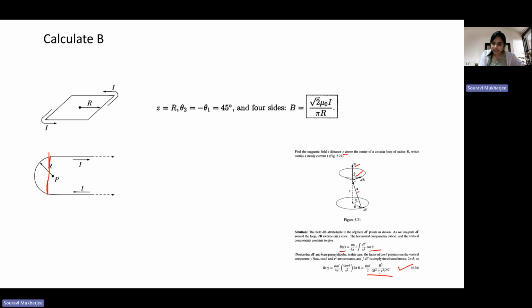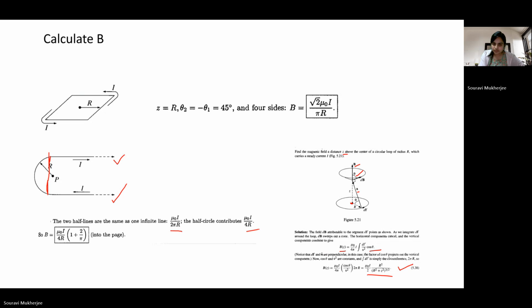So now for the question at hand, if z is 0, that is at the plane, at the center here, then you put z equal to 0. That gives you the expression of field because of a circular loop at the center. And then for a semicircle, it will be half of it. Okay. So basically now you have two half lines which are same as one infinite line. So this is the effect for this and this section. And then for this section, for the semicircle, you have this value, right? So now the sum will be the net resultant.